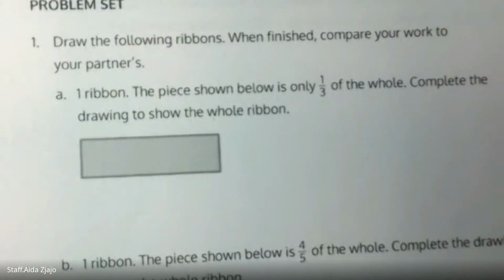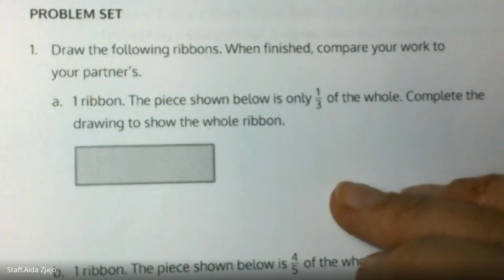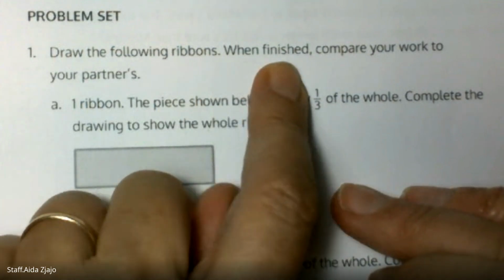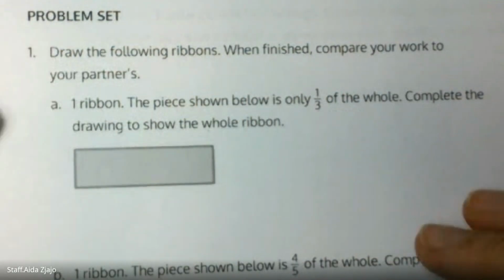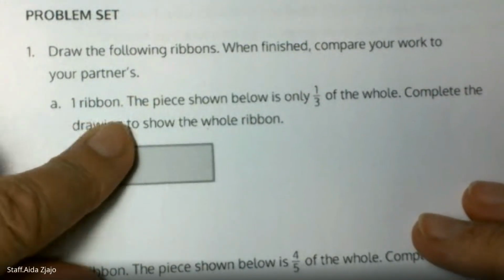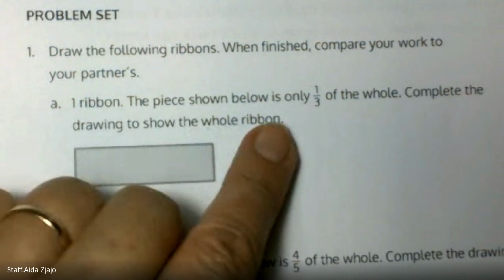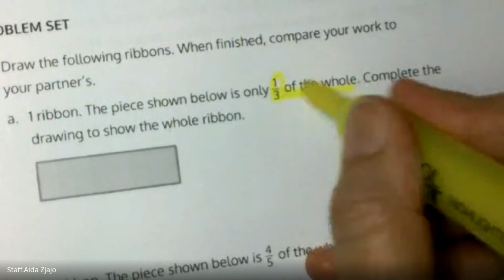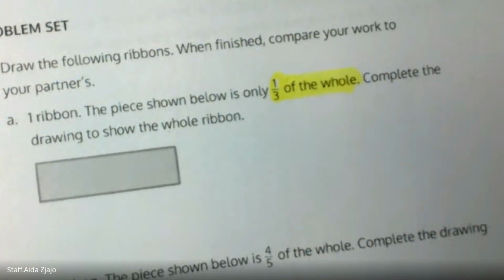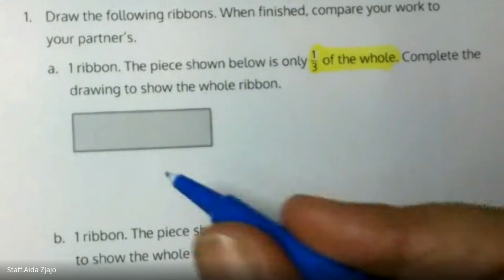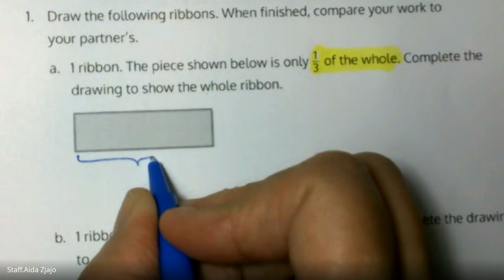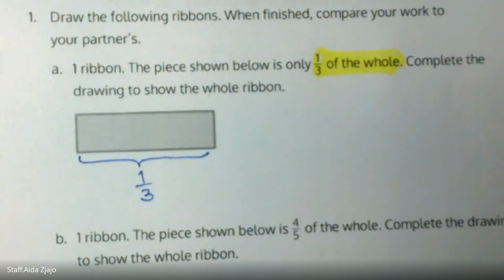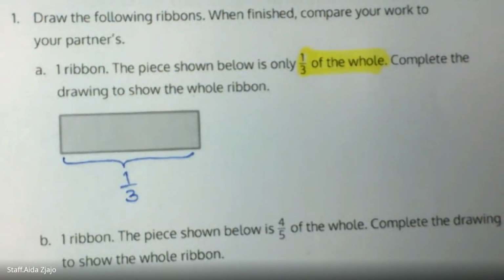So it says this problem set. Draw the following ribbons. When finished, compare your work to your partner's. One ribbon, the piece shown below, is only 1/3 of a whole. So if this is just 1/3, then I need 2 more thirds in order to show a whole.